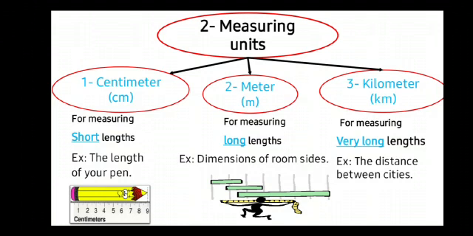Okay. After that, the bigger unit, meter. It's suitable for measuring long length like the dimensions of the classroom. Okay? After that, the kilometer, it's the biggest unit here, for measuring very long lengths like the distance between Cairo and Alexandria or between any two cities. Okay? So, let's repeat with me.